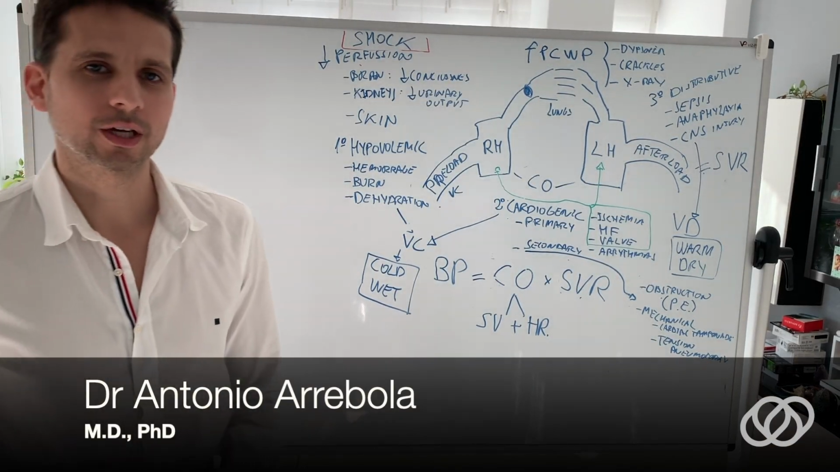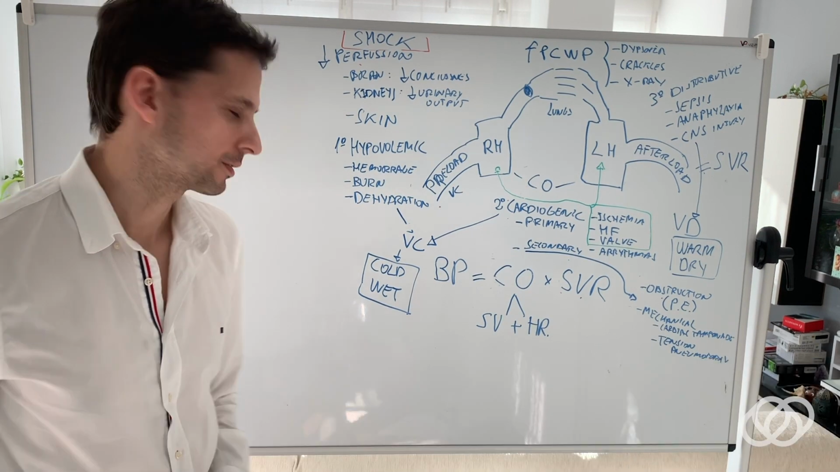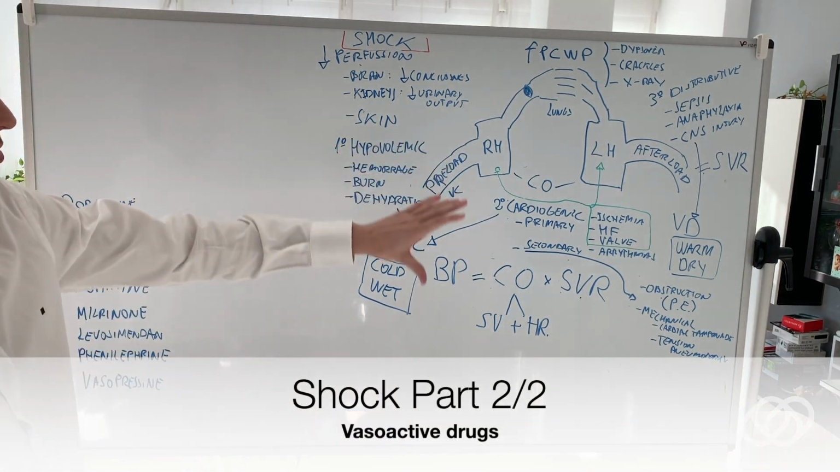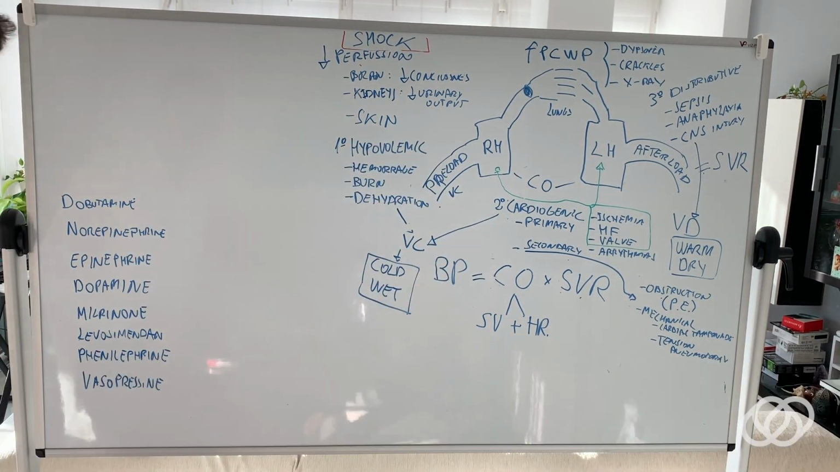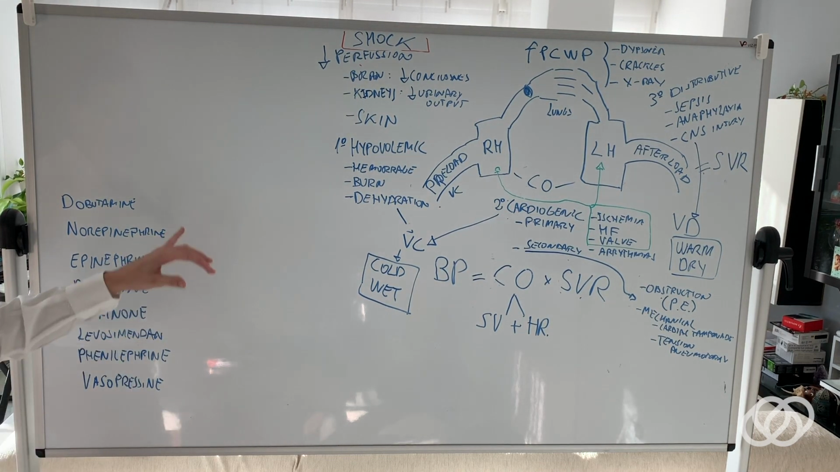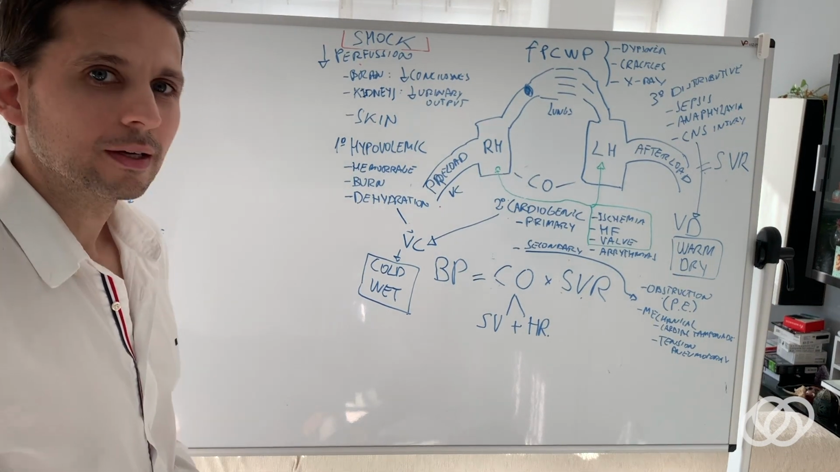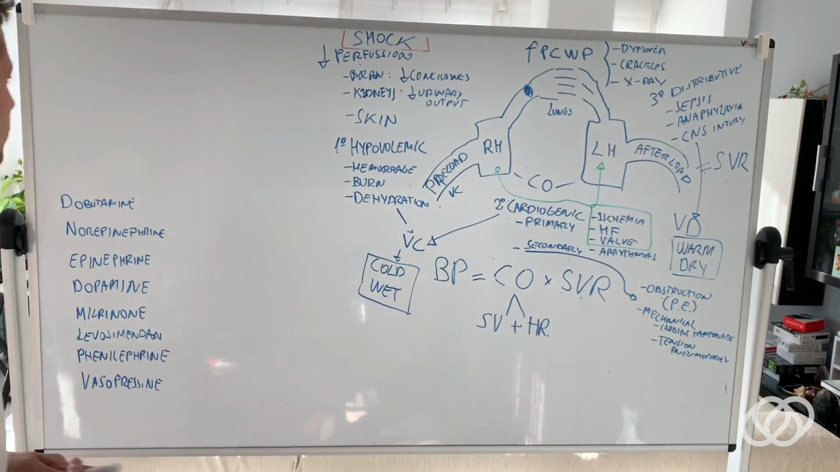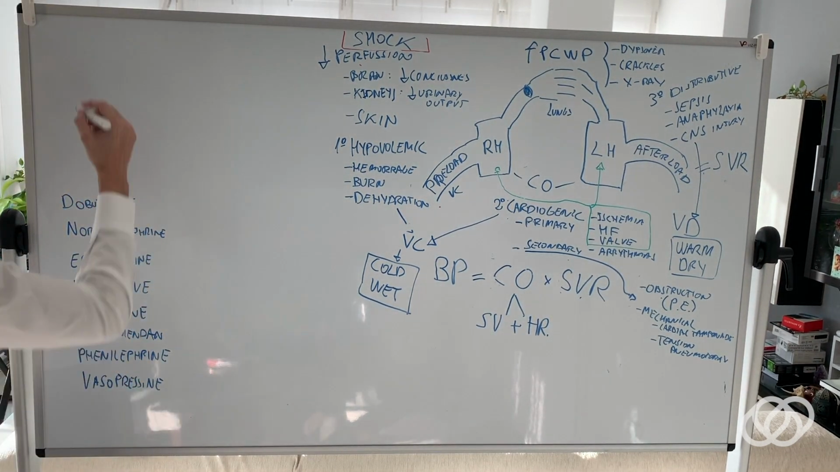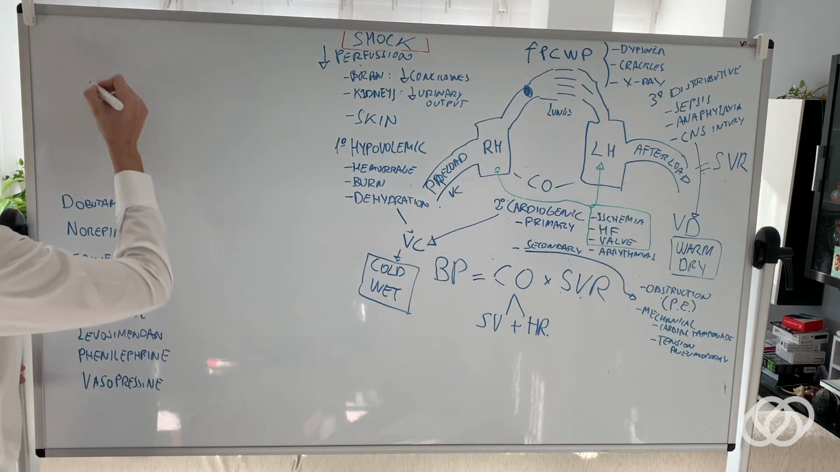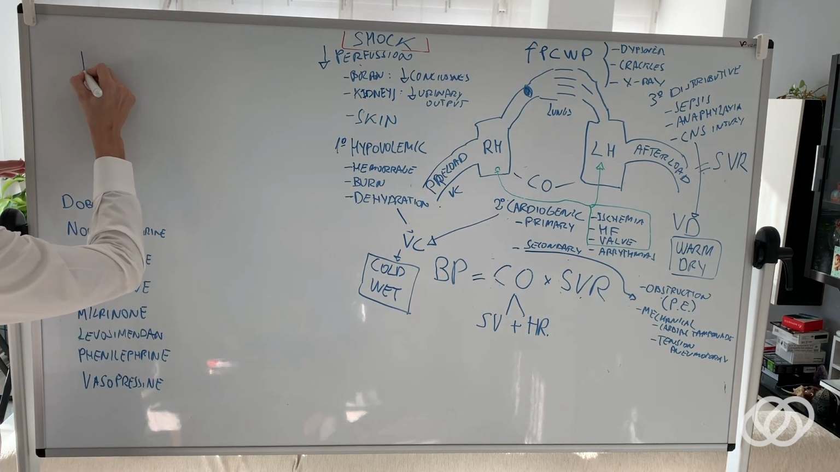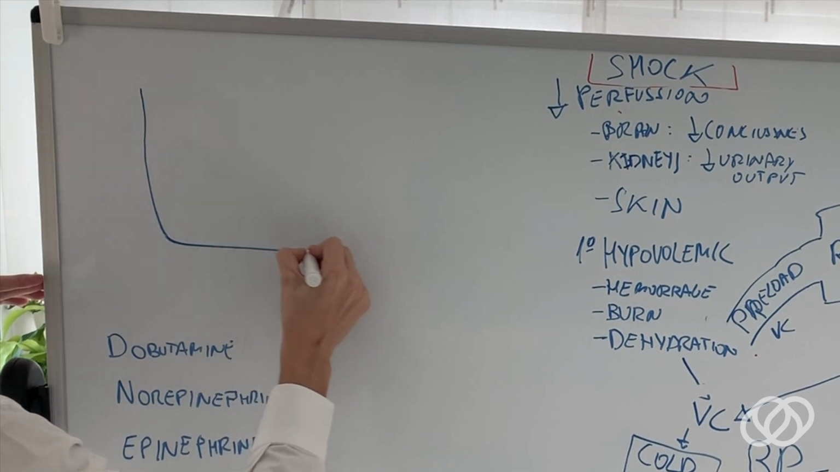Okay, now we are going to take a look at the different drugs that we use in shock. So we are going to take a look at inotropic drugs and also the vasopressive drugs. To study them, it is very useful to briefly notice how the myocyte contracts and works. Here I'm going to try to draw.